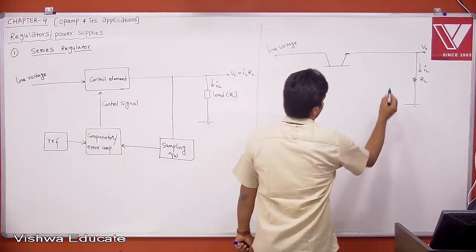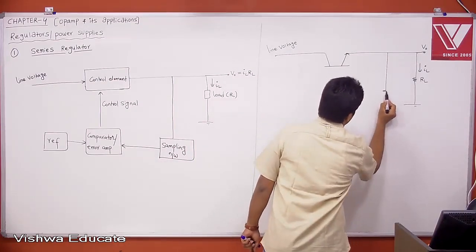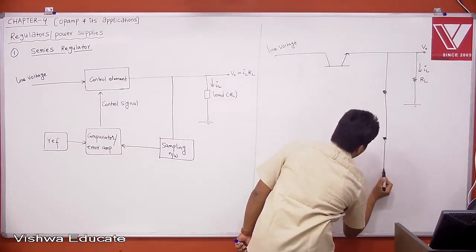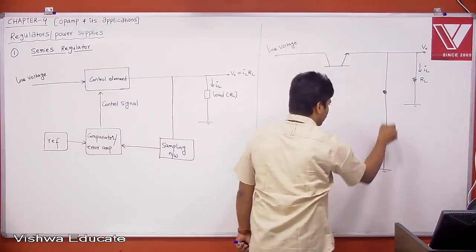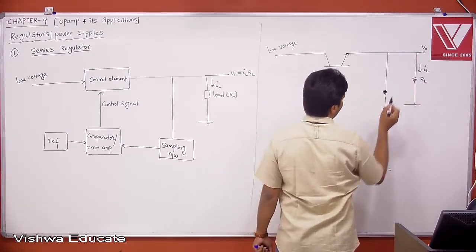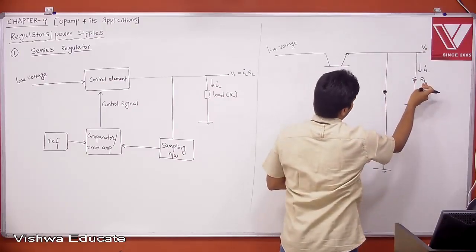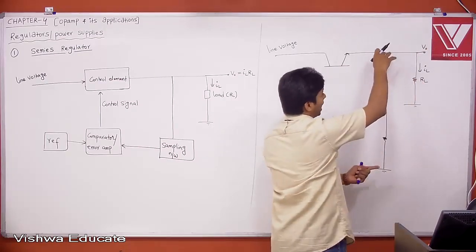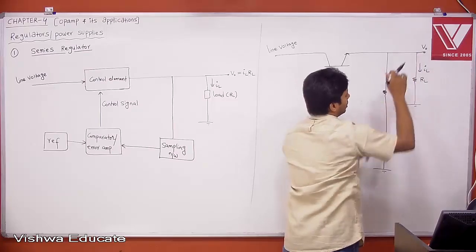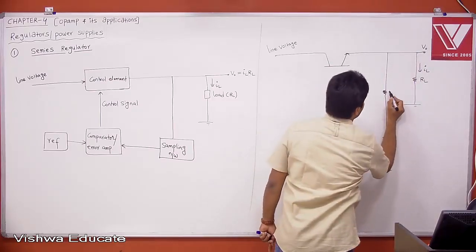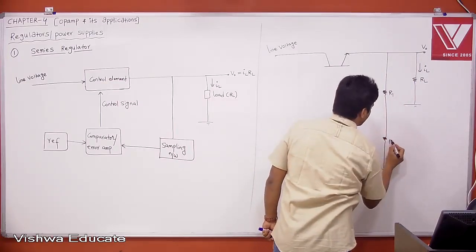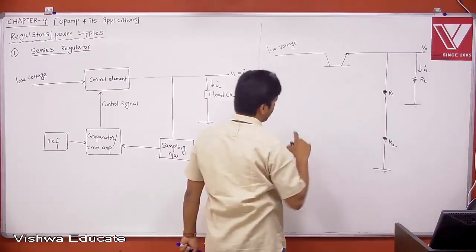Now we need to sample the output voltage. Remember, even though I am adding a resistor divider, the current flowing through the resistor divider is nothing when you compare it with the load current. This is in parallel to RL. If this is a very, very low resistance and that is a very high resistance in parallel to the lower resistance, it can be ignored. This is simply the sampling network R1, R2. When you solve the problems, you'll understand.